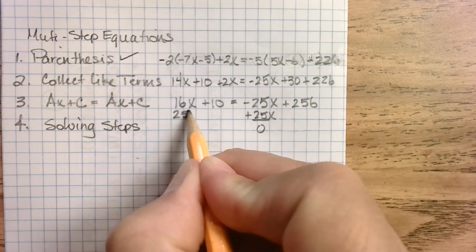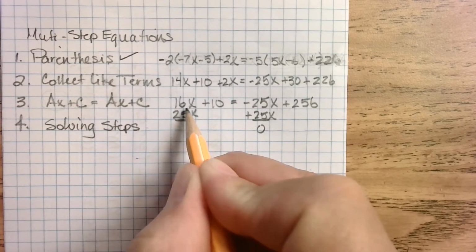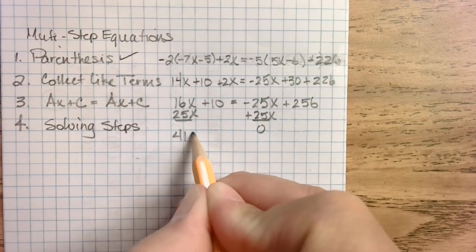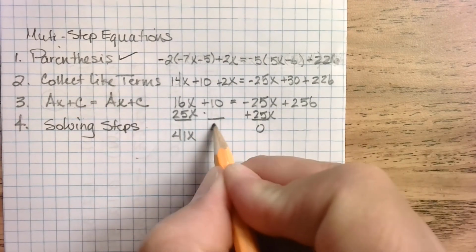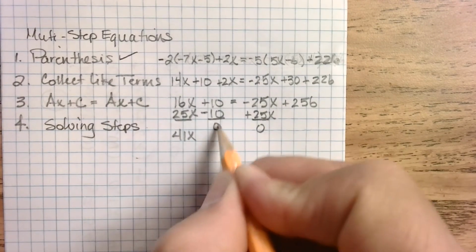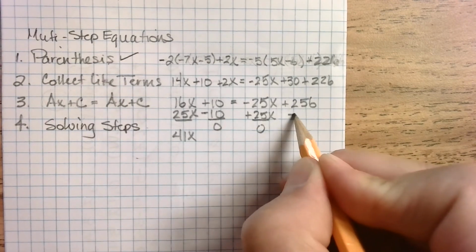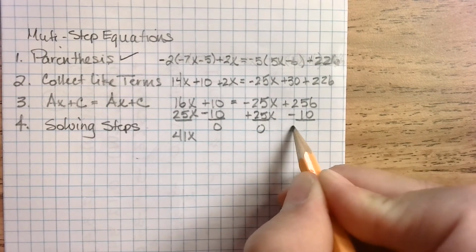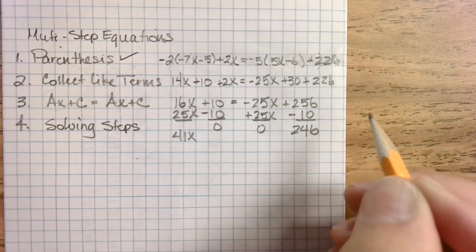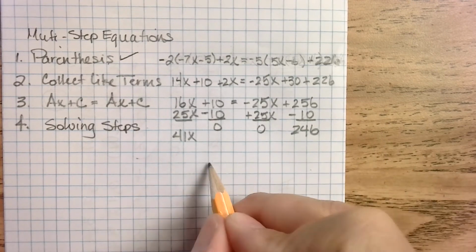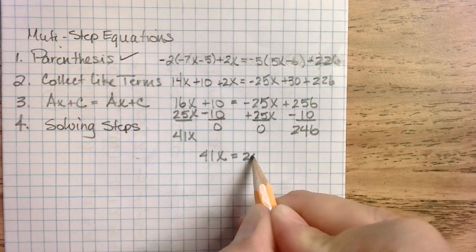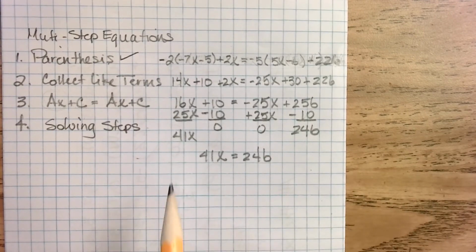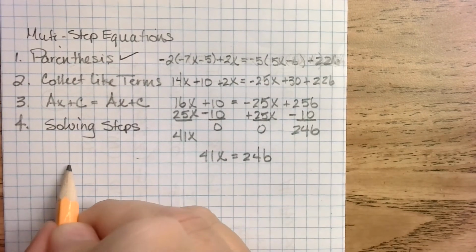So 25x, I add those together. It looks like I'll get a 41x. Now I've got to take care of the 10 here. I want the 10 to go to 0, so I'll subtract 10. It gets me back to 0. I'll do it to the other side. That gets me to 246. So now look at the equation that I have. I have 41x equals 246.